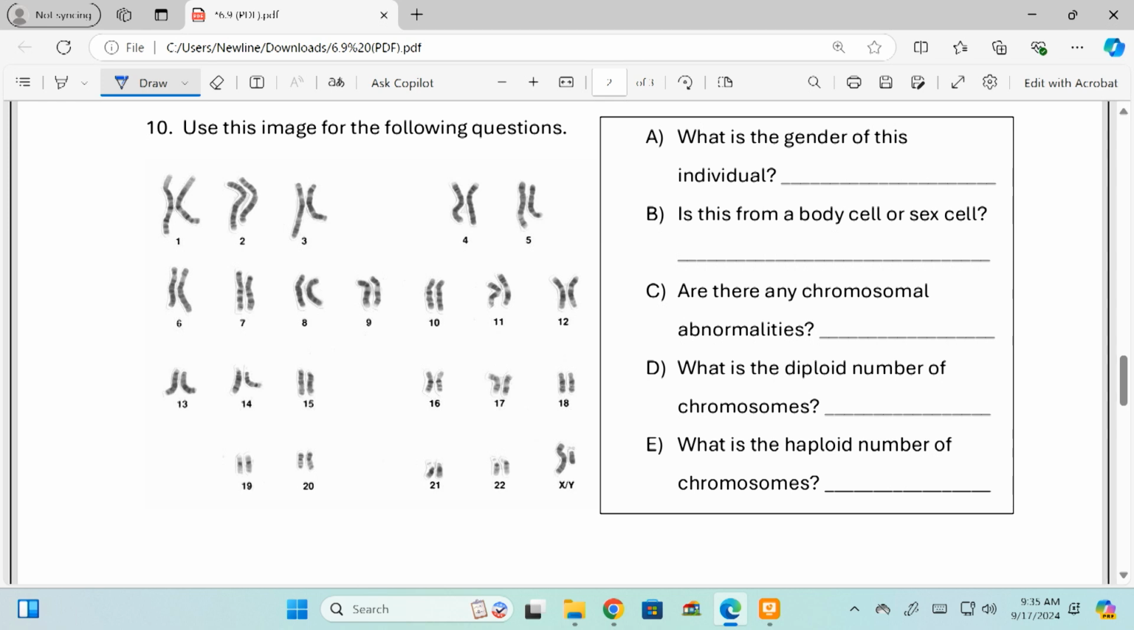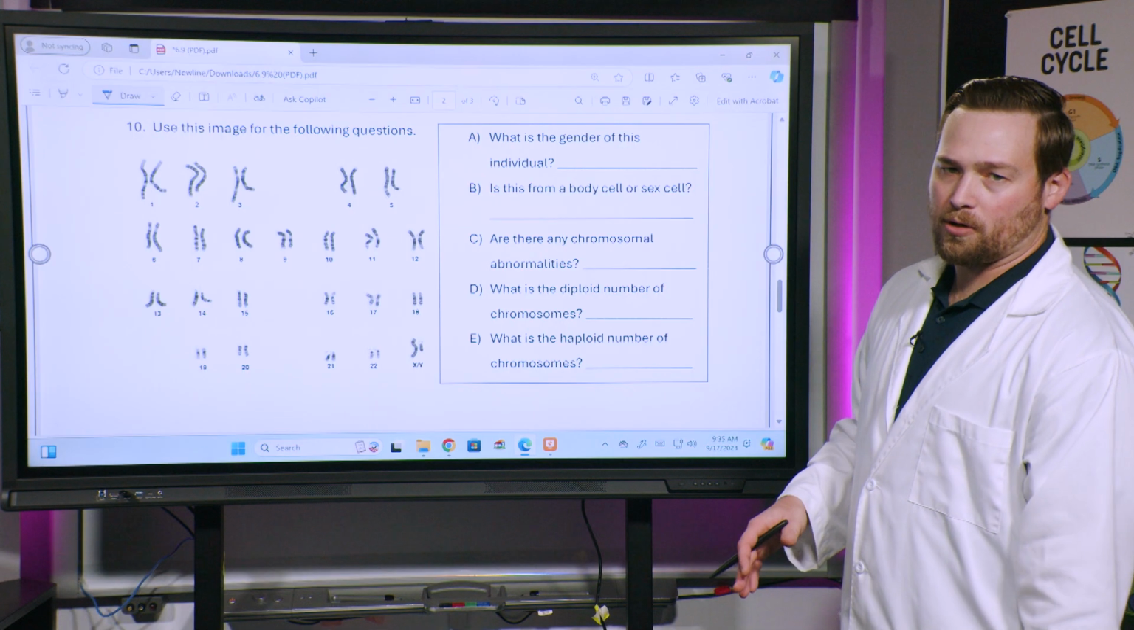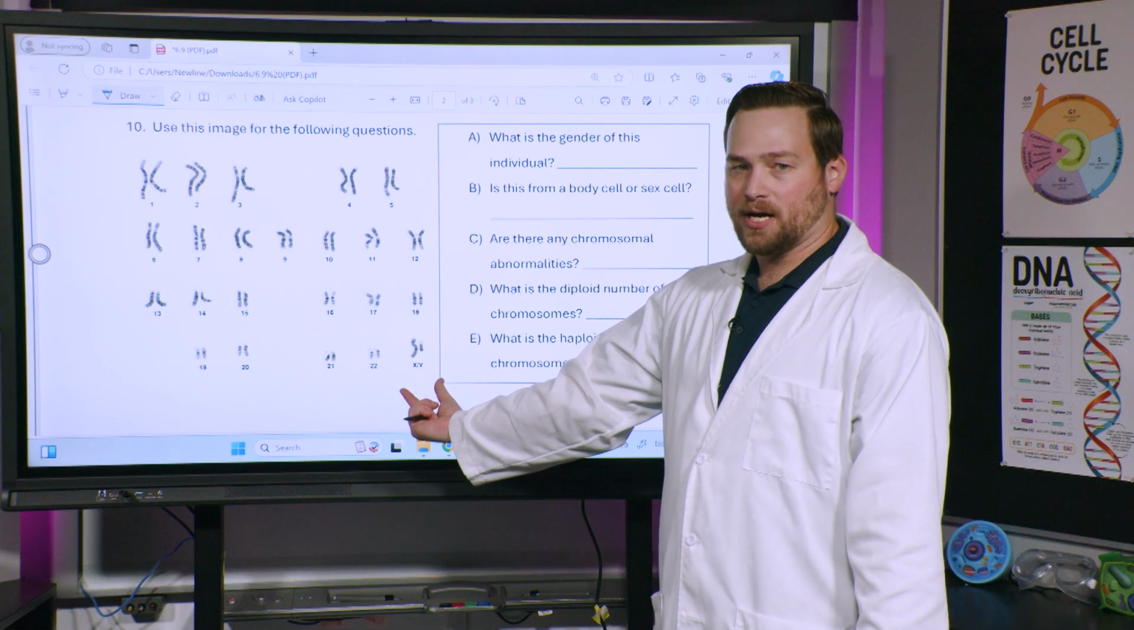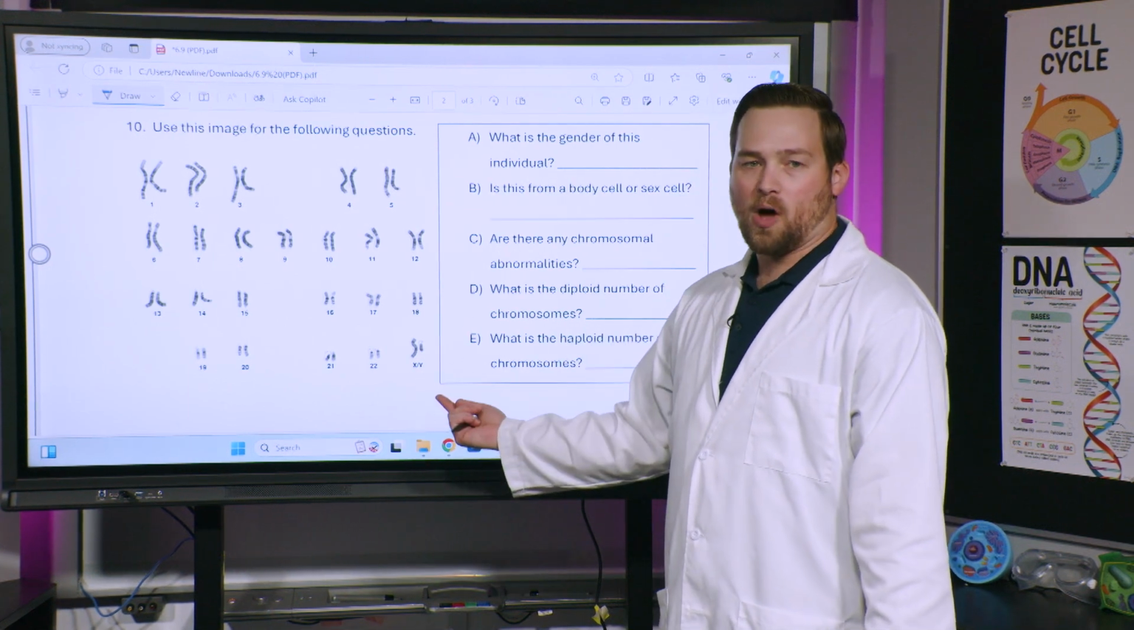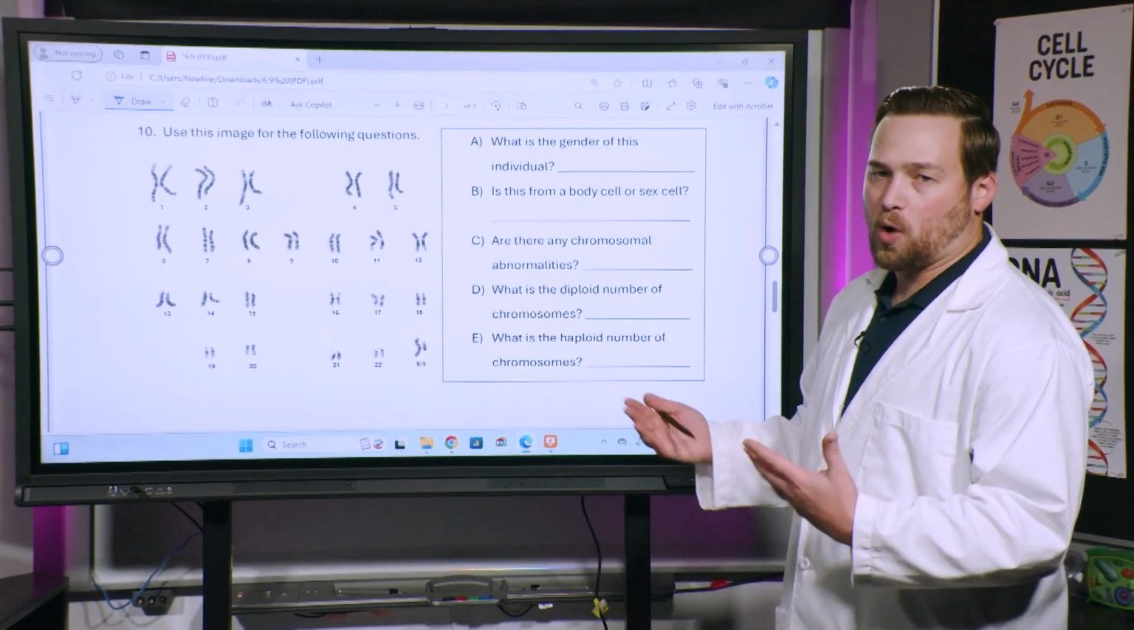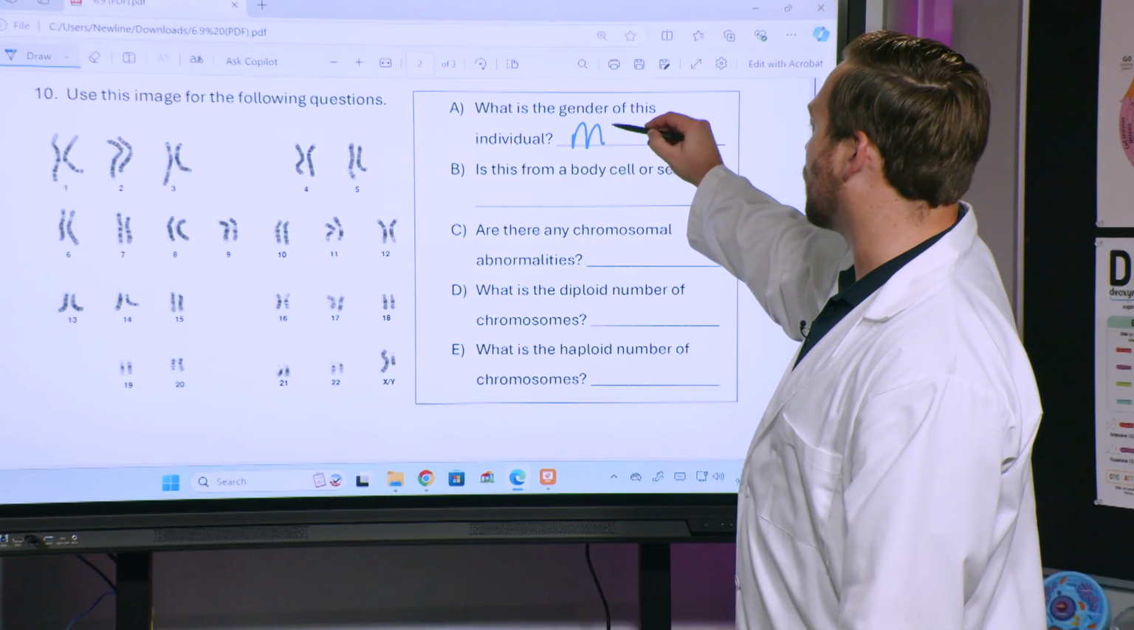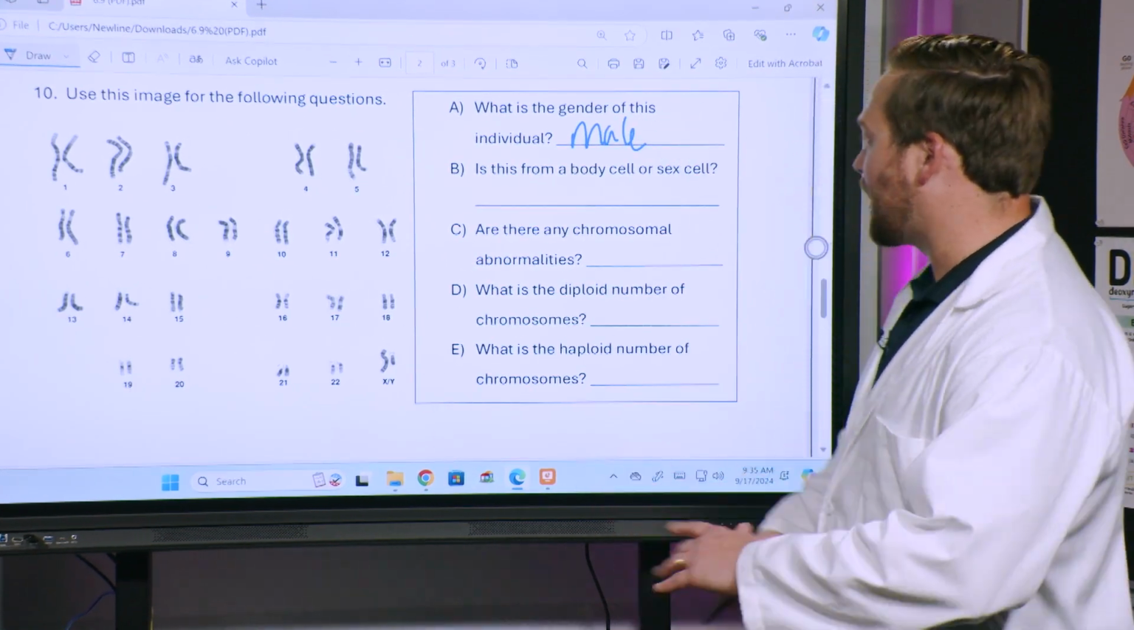All right, so A says, what is the gender of this individual? Well, when we want to know the gender, we always look at the last set of chromosomes. This says XY. If the sex chromosomes are XY, what's the gender? This is going to be male. Okay, if you have a Y, you're a guy.